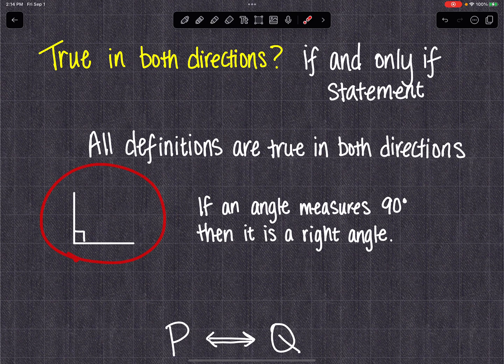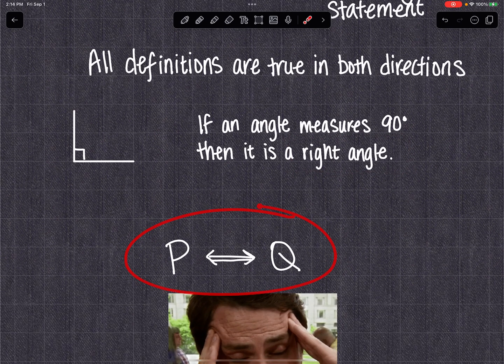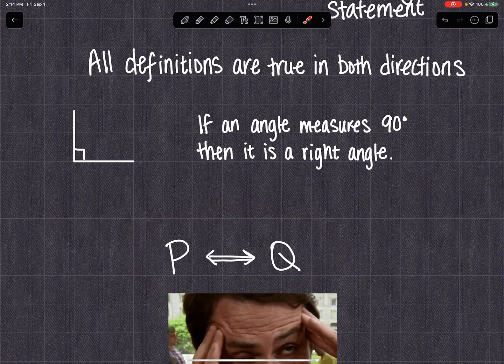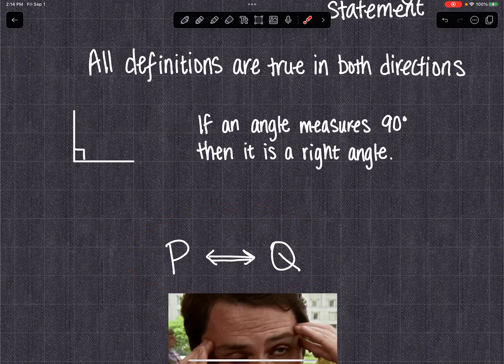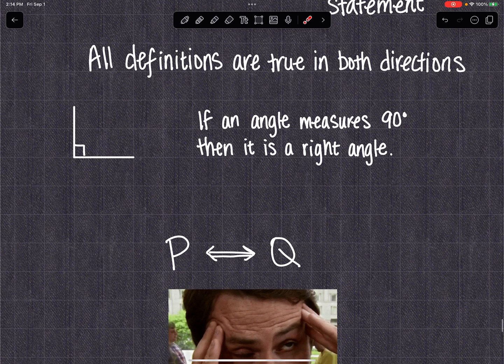If it's a 90-degree angle, then it's a right angle. That means P is the premise: if an angle is a 90-degree angle, then it's a right angle. But you can also say if it's a right angle, then it's a 90-degree angle. So that's the converse that I just did, and that's also true. And so that one goes in both directions. It just happens to go in both directions. And that's an if and only if statement.